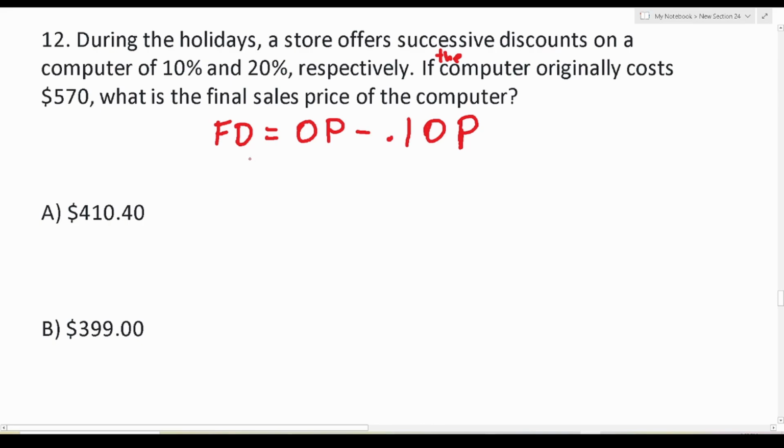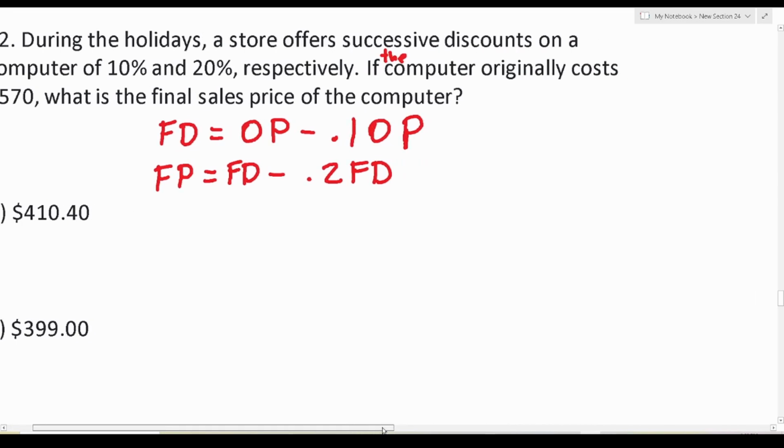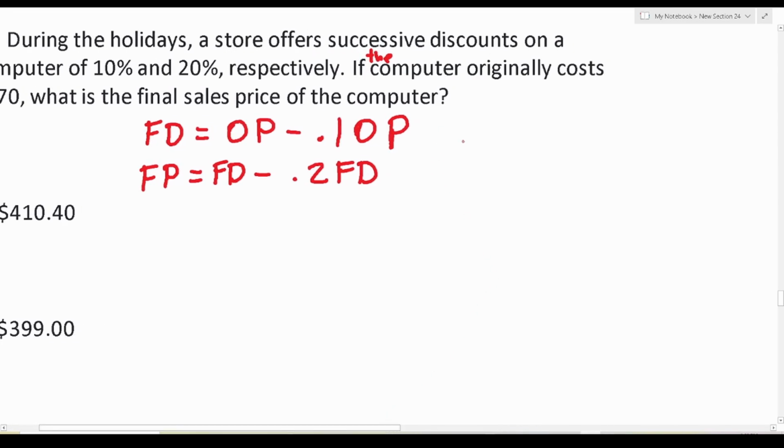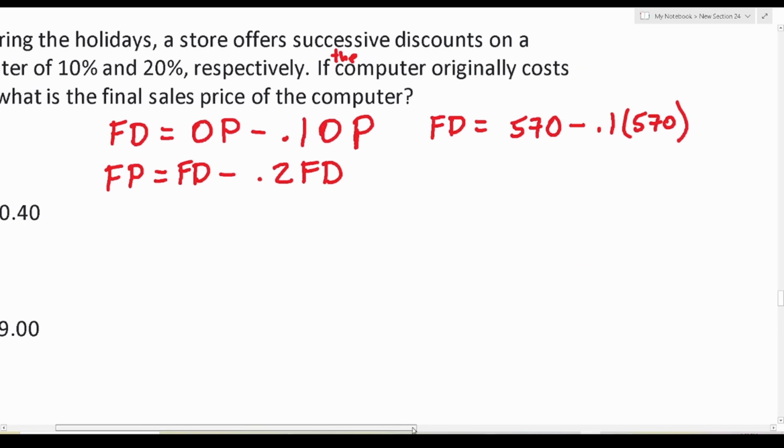That will give us our first discount. And then to find the final price, we're going to take our first discount and take 20% off the first discount. Okay. So let's see what that looks like. Again, this first discount amount is going to be the original price, which was $570 minus 10% of 570. Okay.